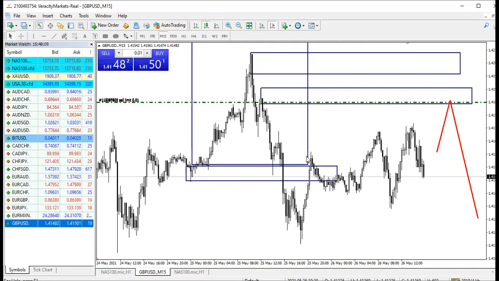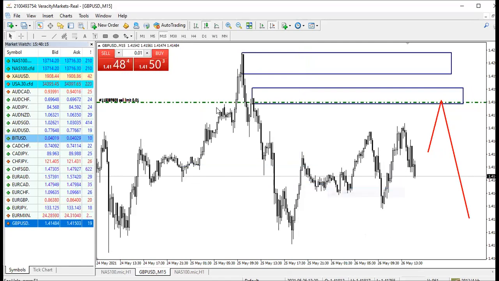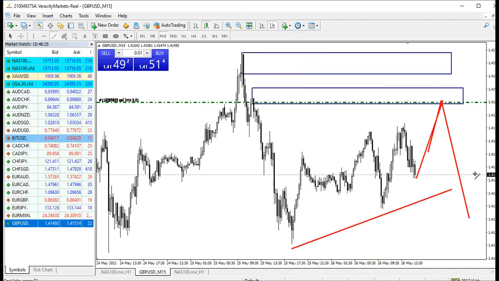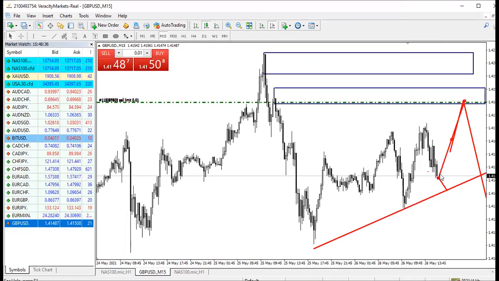Are you following, my sister? Yes, I am. Meaning for now, GBP USD, I'm expecting it to go up, then down. Trendline traders, I know now, they have something like this. Then they're expecting it to do this.